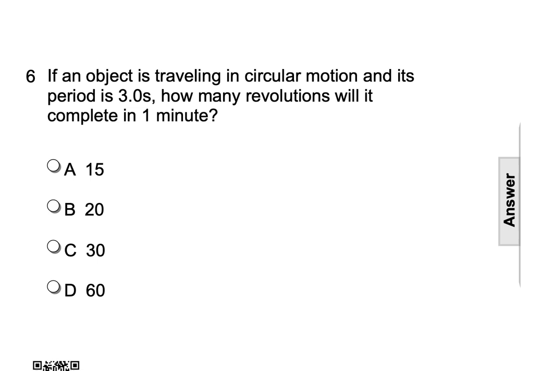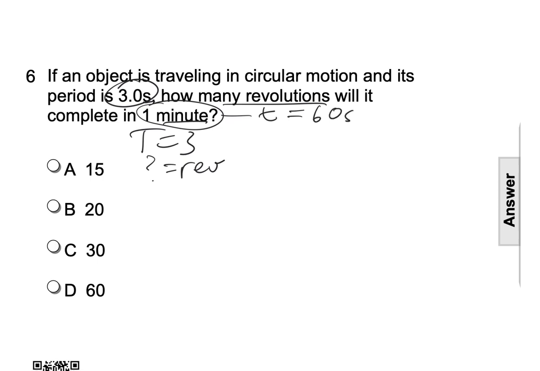Object is traveling in circular motion. Its period, okay, they tell me straight up: the period is 3 seconds. How many revolutions will it complete in 1 minute? So that's little t. You've got to be sure that the units are the same if they're shared in an equation. So 1 minute is 60 seconds to match with this seconds right here.